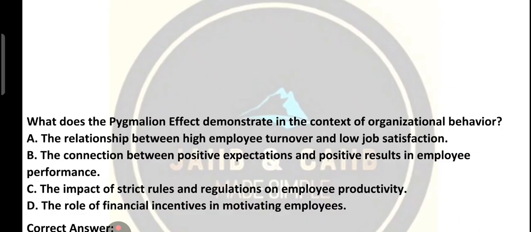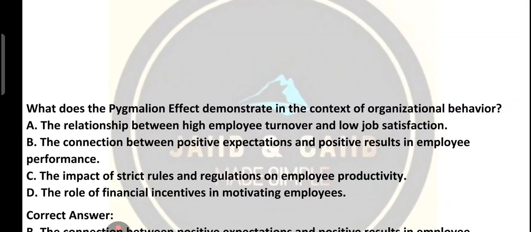This option is more about organization, discipline or structure, not the Pygmalion effect. Rules can affect how people work, yes, but this has nothing to do with the power of expectation. What about option D? The role of financial incentive in motivating employees. See, this talks about money-based motivation like bonus, salary hike. Again, that is a different topic. The Pygmalion effect is not about money.